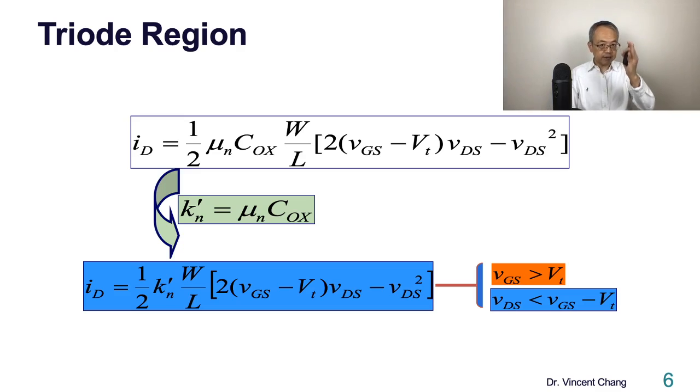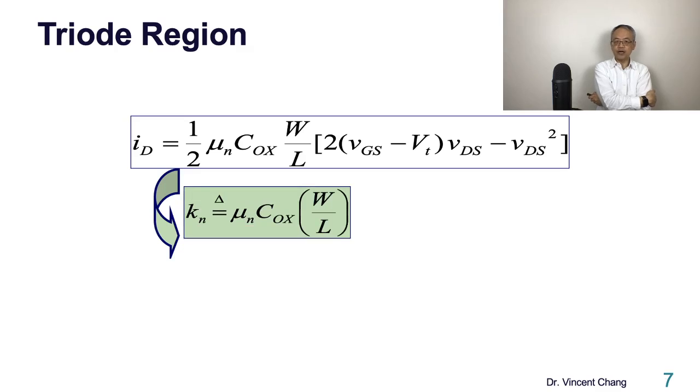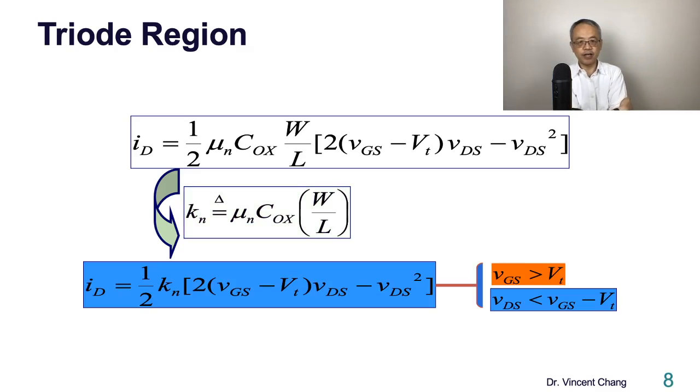The second constraint is on the left-hand side, the one that I just showed you earlier. What's on the left-hand side? The comparison between VDS and the overdrive. What's the definition of overdrive? VGS minus VT. If VDS is less than the overdrive, then the device is in the triode region and this blue equation holds. So in the triode region, this is the result.